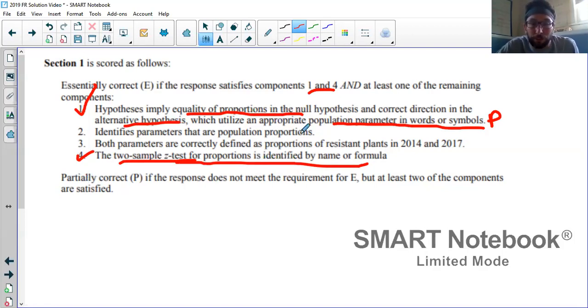Identify parameters that are population proportions. Like, yeah, we kind of did by using P's, right? Like if you use P hats, you blew that. And then both parameters are correctly defined as proportions of resistant plants in 2014 and 2017, right? We did that in my black box with my key, which will be over there in a second. So let's jump into the math.